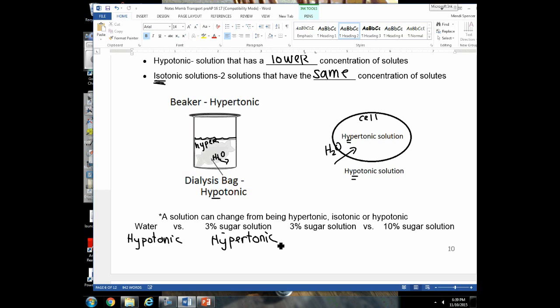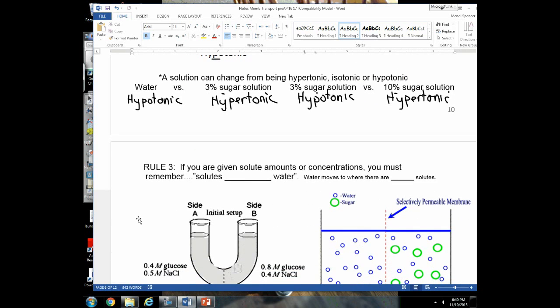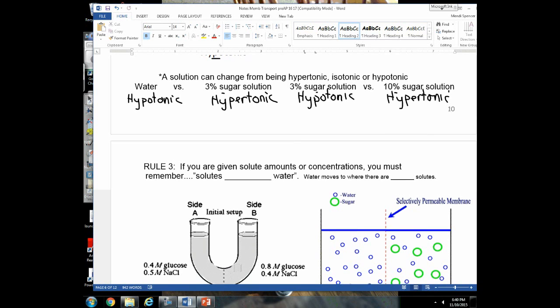Now, if I take that exact same 3% sugar solution and compare it to a 10% sugar solution, then the 3% sugar solution now has less solutes in it. It is the hypotonic solution, because that 10% sugar is the hypertonic solution. So hypertonic and hypotonic are terms that we use to compare different substances. Just because you label a solution hypertonic doesn't mean it's always going to be hypertonic. It's just like you might say I'm short, but if you compare me against someone that I'm taller than, then I'm no longer short, I'm tall.